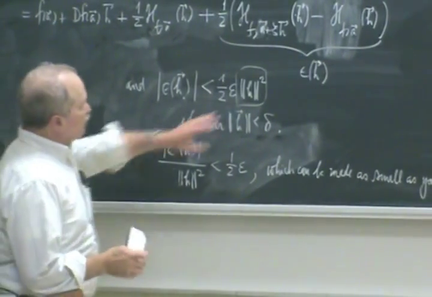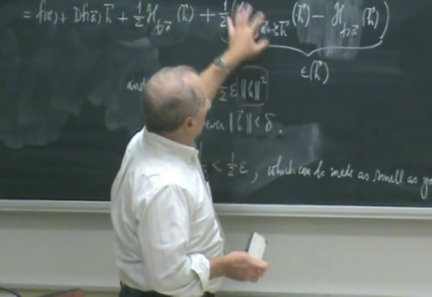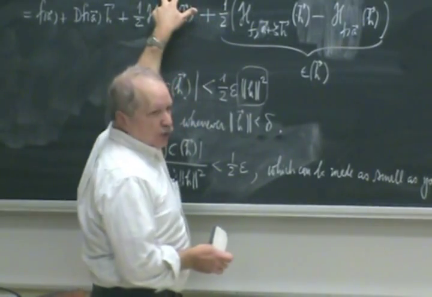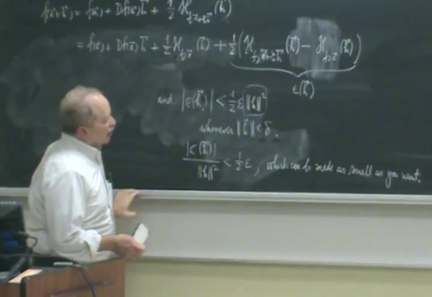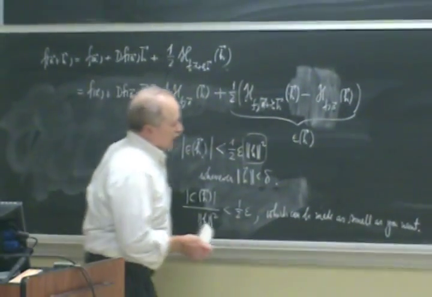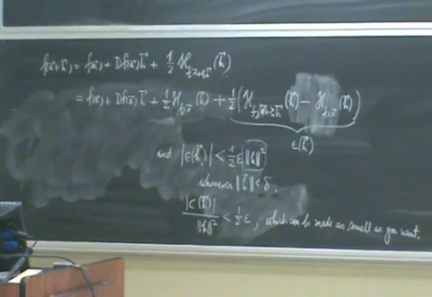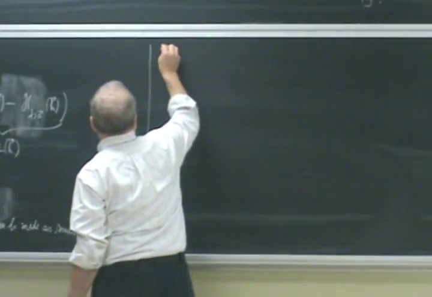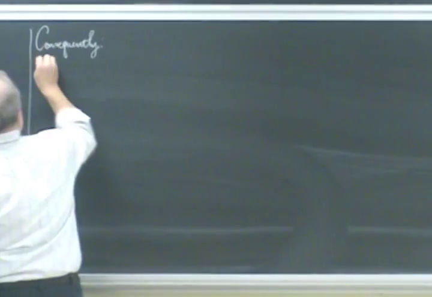So the error term, this epsilon of h term, is coming just from estimating how small the error is when you use the exact quadratic form Hessian versus the one you want at A. Okay. So the application of this, and then we're done with all this theory stuff, consequently, here's the second derivative test.